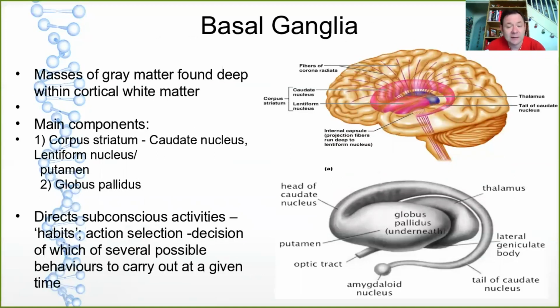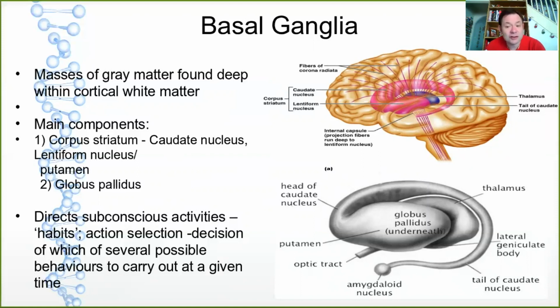The basal ganglia. Looking deep in the brain, you see the nuclei known as the basal ganglia. These are masses of grey matter found deep within the cortical white matter. The main components are the corpus striatum, the caudate nucleus, the lentiform nucleus, and the putamen. And then you also have the globus pallidus. I'm not going to talk about what each of these structures do right now, but they're involved in things such as desire and habit, subconscious activities, action selection, decision making, certain behaviors.